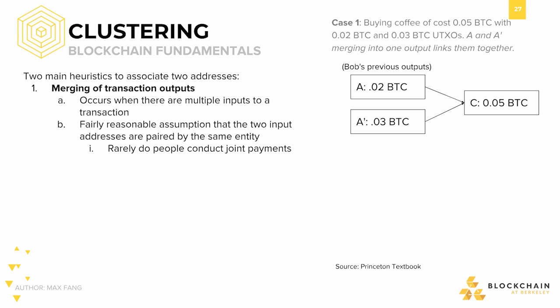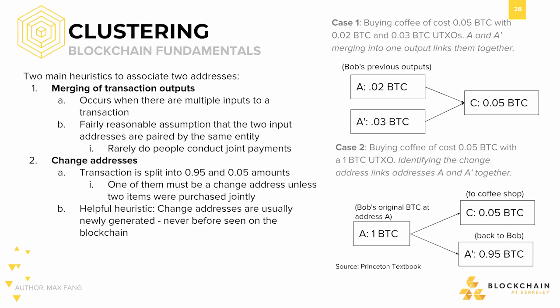Another heuristic is that of change addresses. Say Bob wants to buy the same 0.05 Bitcoin coffee the next day, but only has an output worth one whole Bitcoin. Bob would send 0.05 Bitcoin to the coffee shop and the rest of the 0.95 Bitcoin to himself at a change address. This is fairly reasonable because in looking at Bob's transaction history, one of his two outputs must have been to a change address, unless he had purchased two items at the same time.